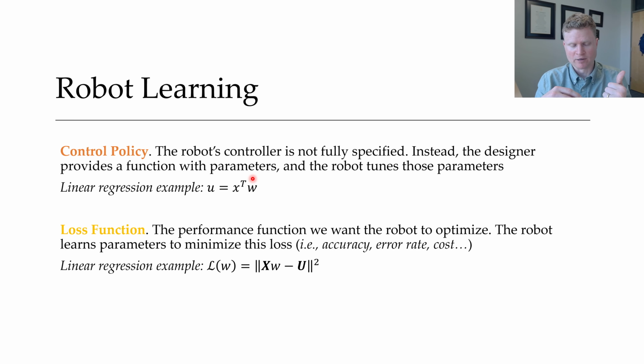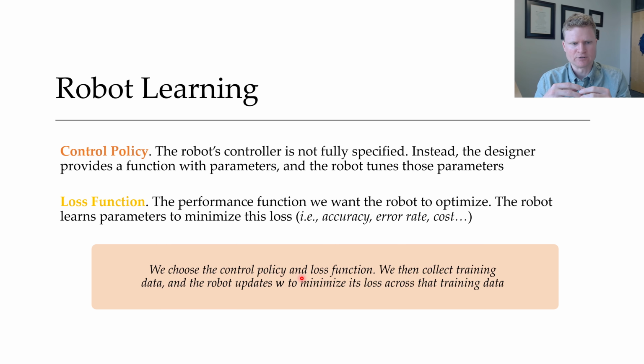Okay, so I've got my control policy. Now, what's my goal here? Well, I've also got a loss function, and this is a performance function that's telling the robot what it should be optimizing for. And the robot is going to try to learn the parameters in order to minimize this loss function. So if I stick with my linear regression example, my loss function is the error between my predicted actions and the actual actions that I saw at training time. So again, this is my predicted, this is my actual, and I want to learn W in order to minimize this loss function so that the actions I predict match the actions that I saw.